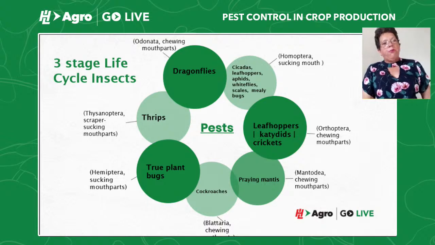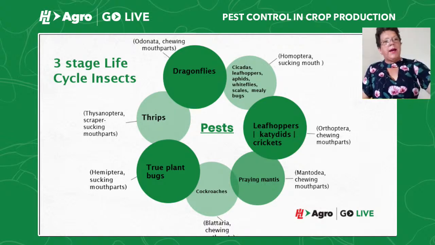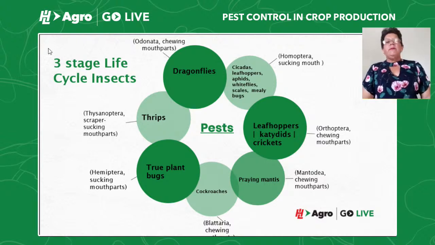Then you have the order Orthoptera. They have chewing mouthparts, and you can have here crickets, grasshoppers, katydids. You also have praying mantis, which belong to the order Mantodea. They have chewing mouthparts. Roaches, they belong to the order Blattaria. You have true plant bugs. They belong to the order Hemiptera.